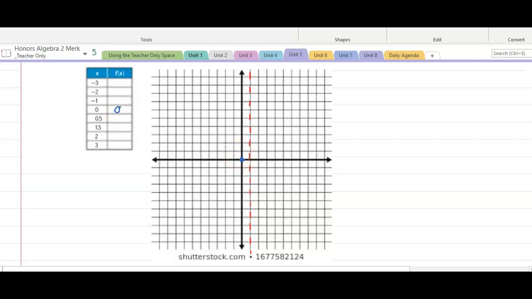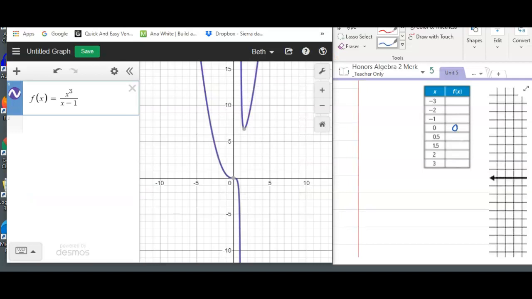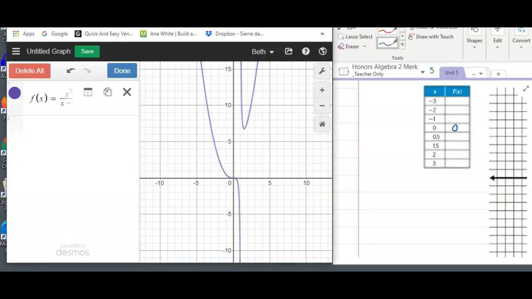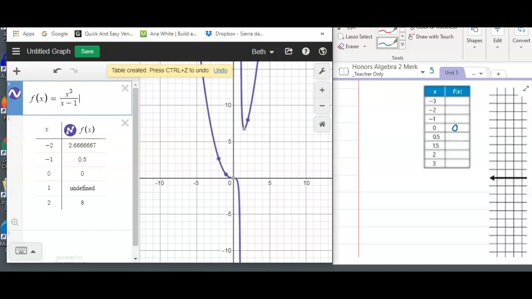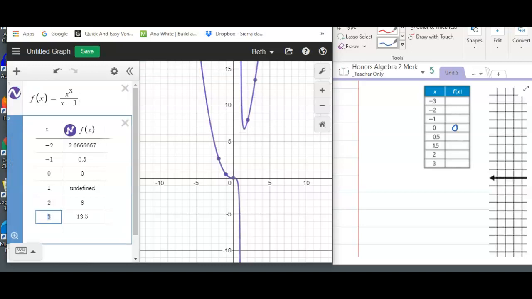Now to find the rest of these values, let's just use our table in Desmos. Here you can see I've typed the function into Desmos. I'm going to press the gear shift and the table, and immediately I see some values. But I want to complete the table that's in my notes, so I also want -3. So I'm going to hit enter and say -3. That would be the point, positive 6.75.